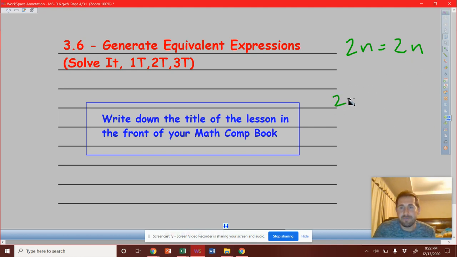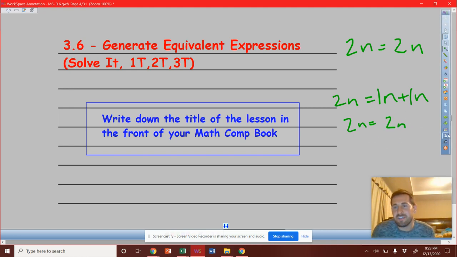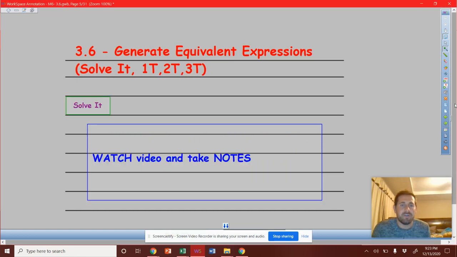So if I had 2n, would that be equal to n plus n? So think about that, 2n. And if I simplify over here, what's n plus another n? Well, you have 1n plus another 1n, you have two n's. They're equal expressions, and that's what we're going to look at today. And looking at it in different ways, today and tomorrow, that is.